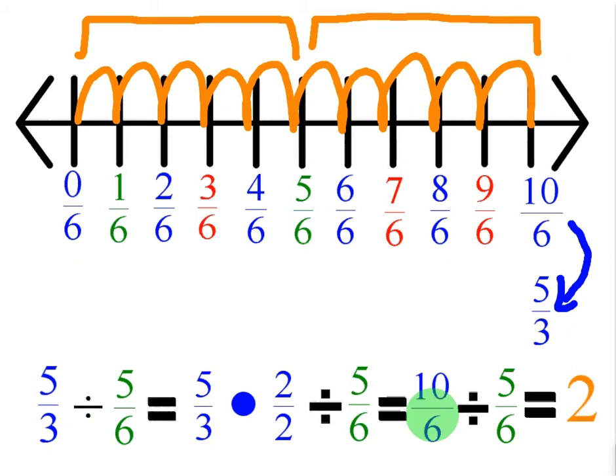So again, the key is in finding a common denominator, and once we figure that out, we can actually just divide the numerators. So 10 divided by 5 gives you 2, and therefore 10/6, which is the same as 5/3, divided by 5/6 gives you 2 back. Notice that, just like in the last lesson, we ended up multiplying by 2/2 to get the top numbers to be the same. Keep that in mind as we look at the proof for this in just a minute.